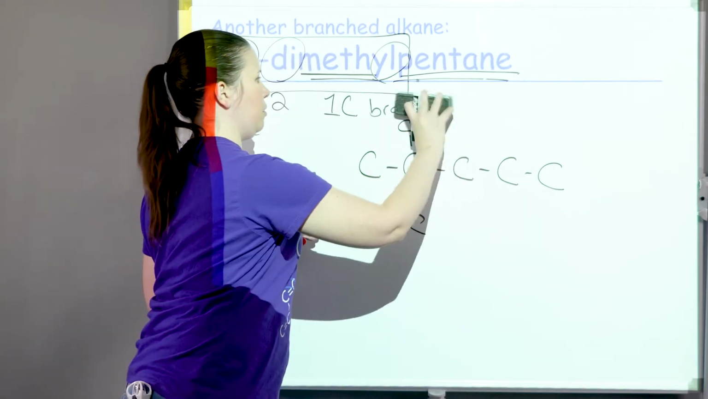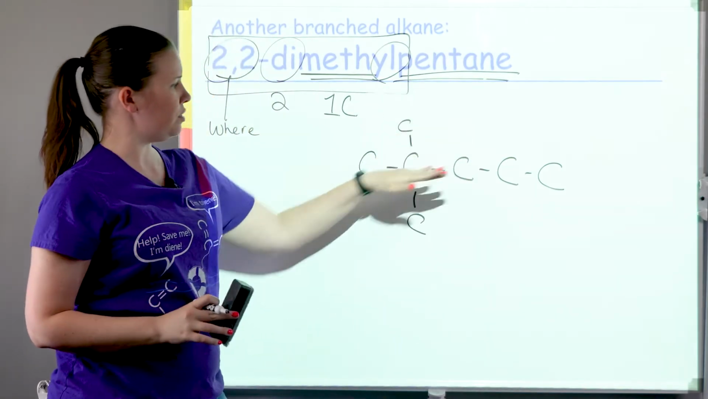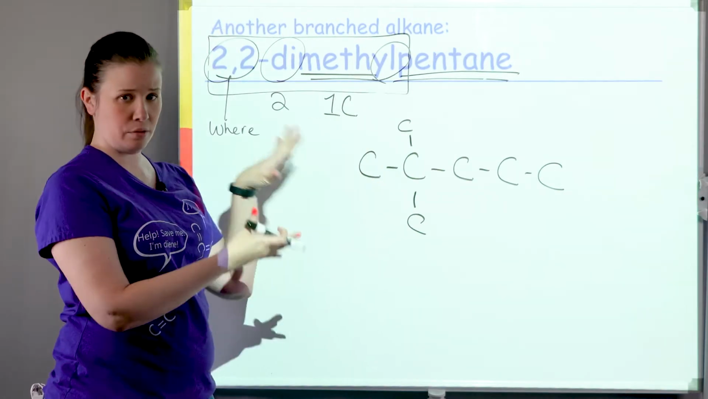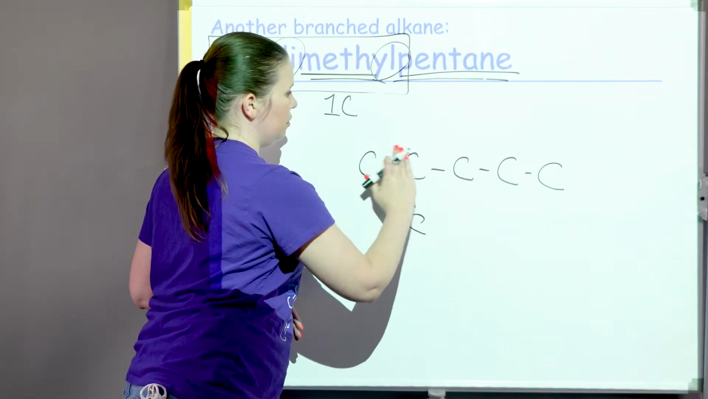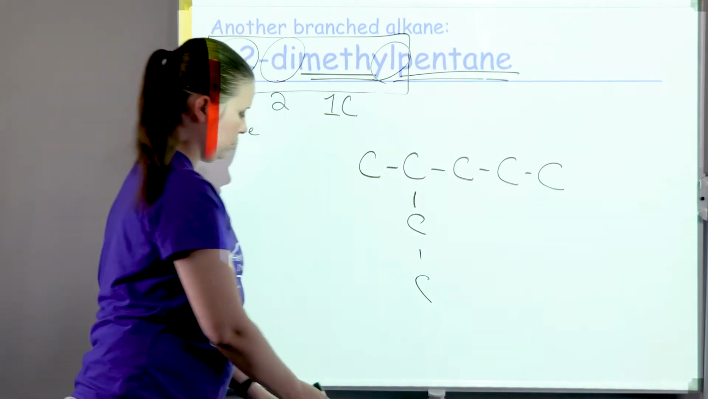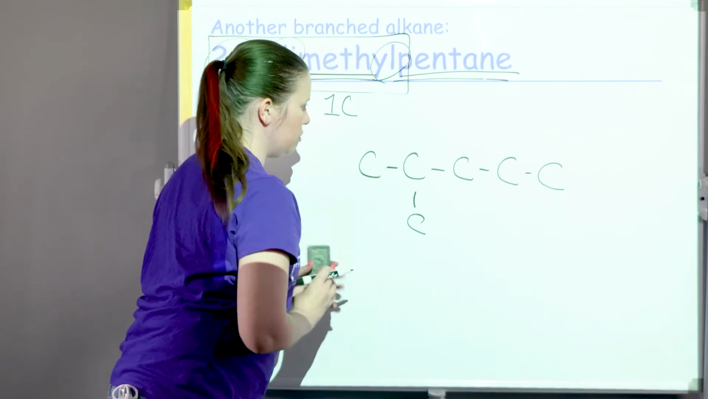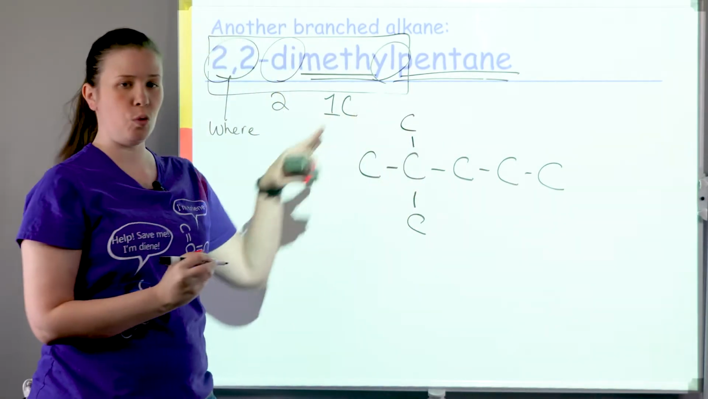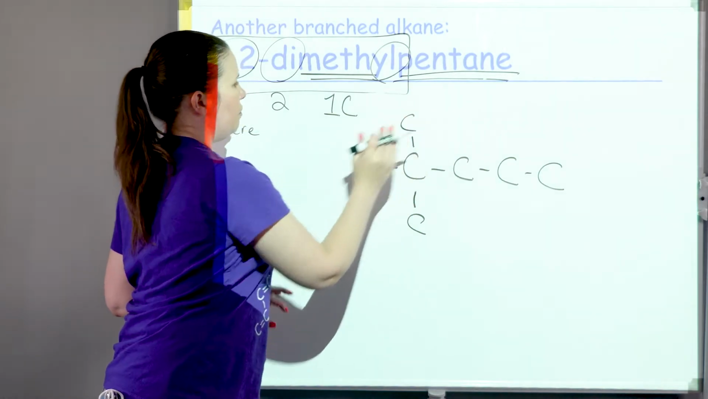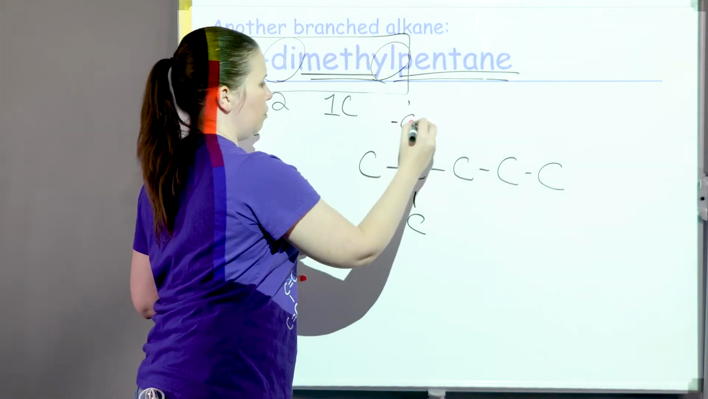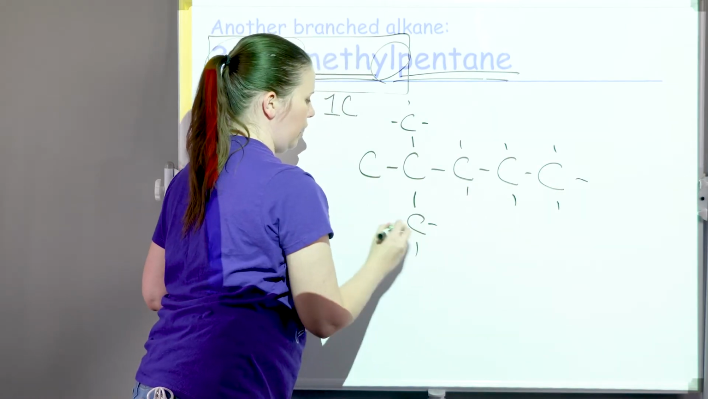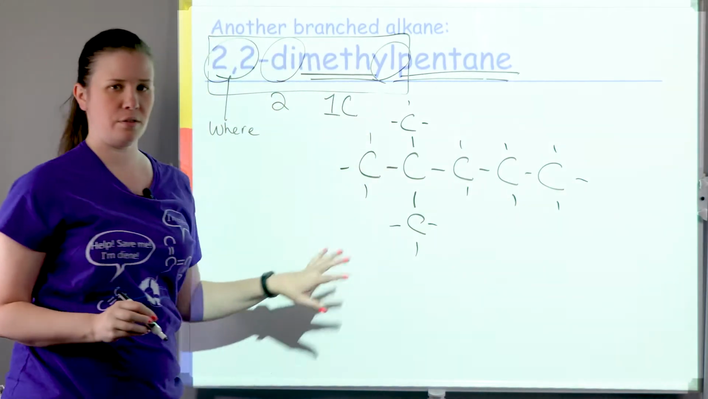Let me get this out of the way a little bit. 2 separate 1-carbon branches. Dimethyl is different than ethyl. This would be an ethyl branch. We don't want an ethyl branch. We want 2 methyl branches, or dimethyl. Once we have the branching figured out, now we can go and add all of our hydrogens. Don't forget to add them also to the branches.